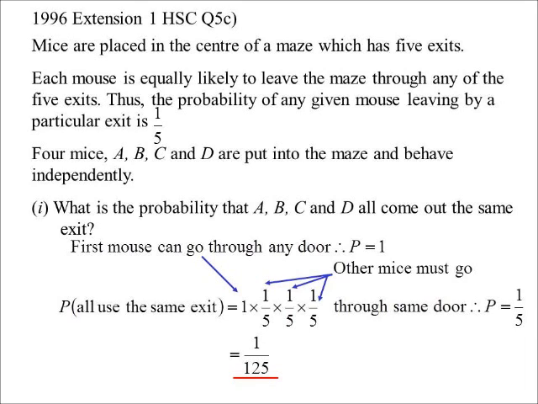That's equivalent to using the basic counting idea, because had I used the basic counting idea, I would have said, how many total possibilities are there? Well, the first mouse could go through 5 doors, second one 5, third one 5, the fourth one 5, so it'd be 5 to the power of 4, total number of possibilities. How many where they go through the same door? Well, there's 5 doors for the first mouse, but then 1 for the second, 1 for the third, 1 for the fourth. So it'd be 5 over 5 to the power of 4, which is, of course, the same as 1 over 125.